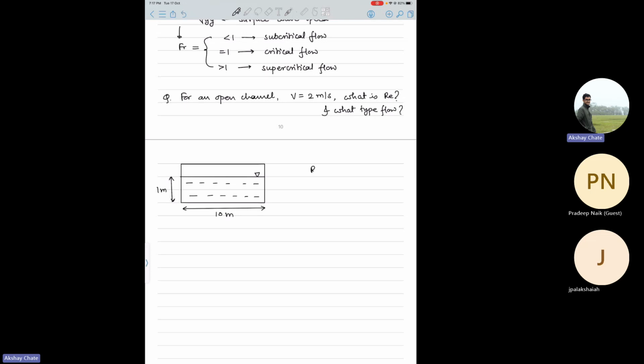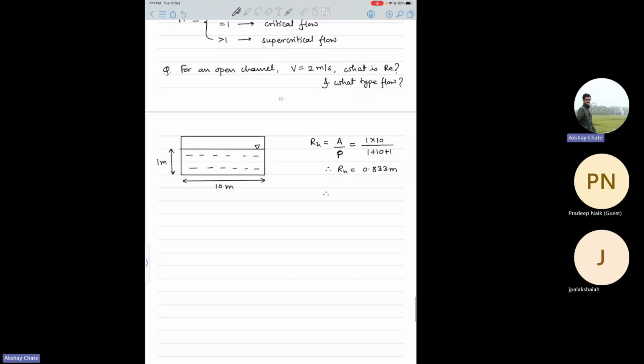So we can calculate the hydraulic radius, which will be nothing but the cross-sectional area divided by wetted perimeter. This is P. And cross-sectional area will be 1 into 10 meter square divided by wetted perimeter will be 1 plus 10 plus 1. Okay. So this is nothing but 10 by 12. So 5 by 6. So 5 divided by 6, it will be 0.833 meters.